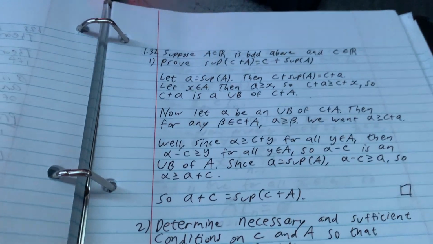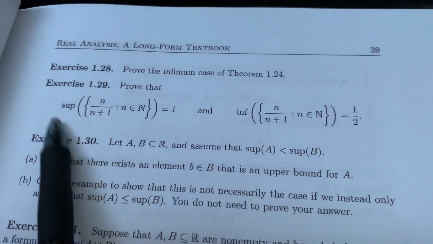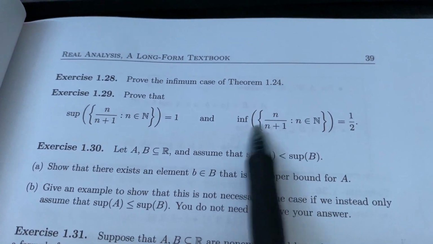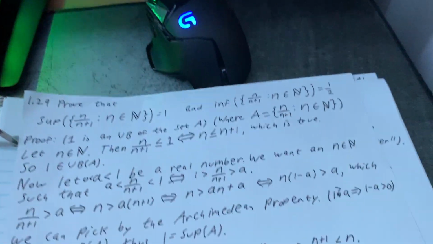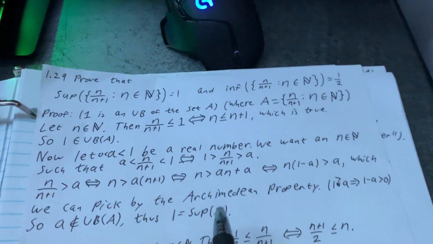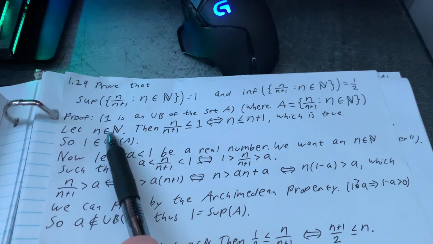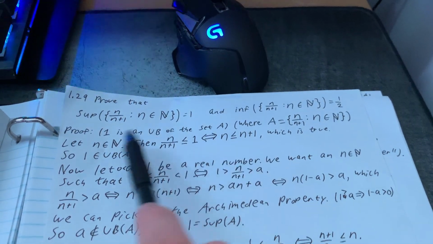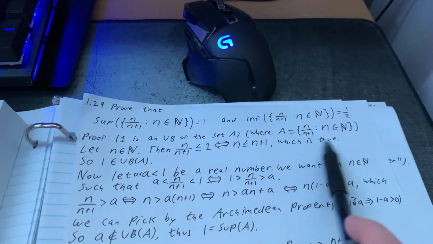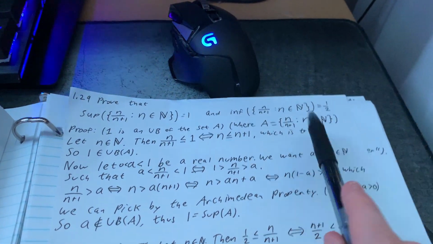That's not right. I need to go ahead and switch over to my unlined paper. Exercise 1.29, prove that the supremum of that is that, and the infimum of the same thing is that. So I guess I started with 1 is an upper bound of the set A, where A is this set. These are the same sets, so I just let A be the set.